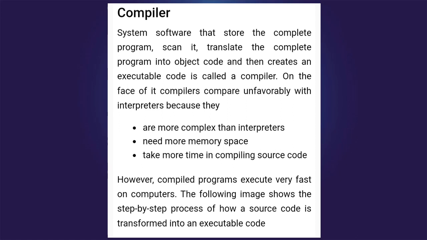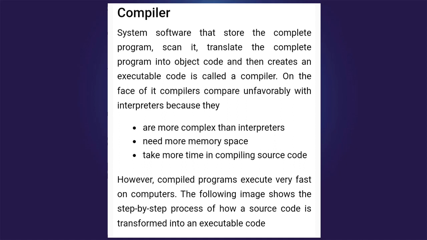Compiler: system software that stores the complete program, scans it, translates the complete program into object code, and then creates an executable code is called a compiler. On the face of it, compilers compare unfavorably with interpreters because they are more complex than interpreters, need more memory space, take more time in compiling source code. However, compiled programs execute very fast on computers.